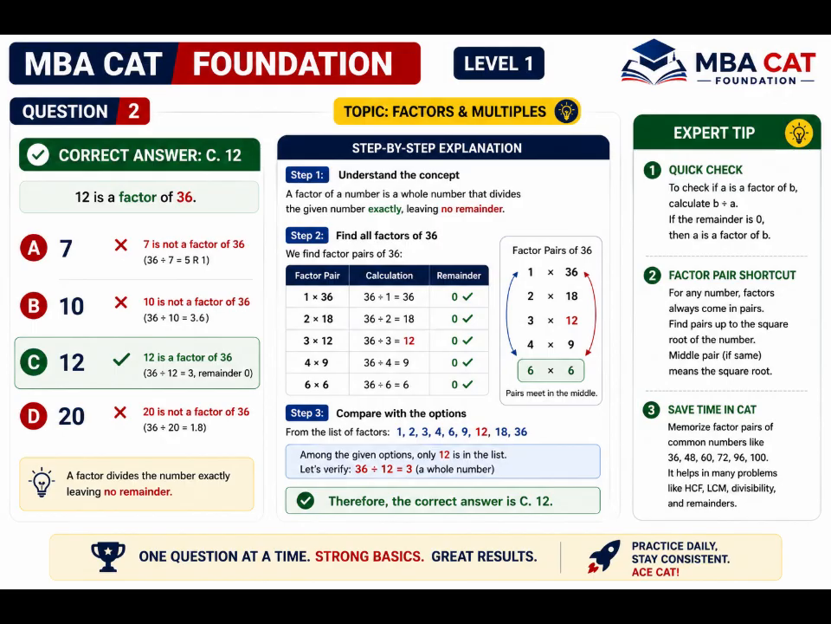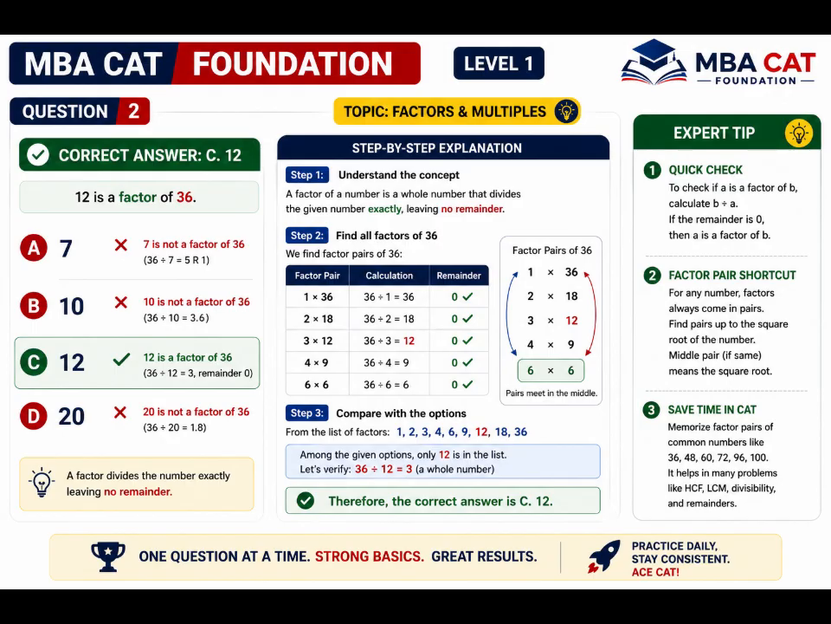Expert tip. Here's a useful CAT shortcut. Instead of checking every number randomly, write the factor pairs of the number. For 36, the factor pairs are 1 and 36, 2 and 18, 3 and 12, 4 and 9, and 6 and 6. From these pairs, the complete list of factors is 1, 2, 3, 4, 6, 9, 12, 18, and 36. If the given option appears in this list, it is a factor. If it doesn't, you can eliminate it immediately.